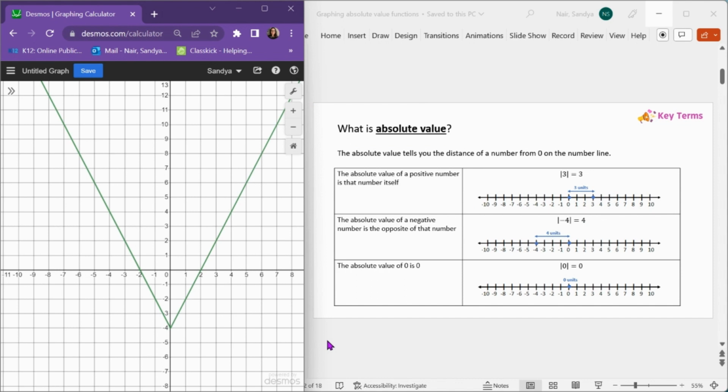So for example, the absolute value of 3 is 3 because 3 is 3 units away from 0. The absolute value of a negative number is the opposite of that number. So, for example, the absolute value of negative 4 is 4 because negative 4 is 4 units away from 0. The absolute value of 0 is always 0 because 0 is 0 units away from 0 on the number line.